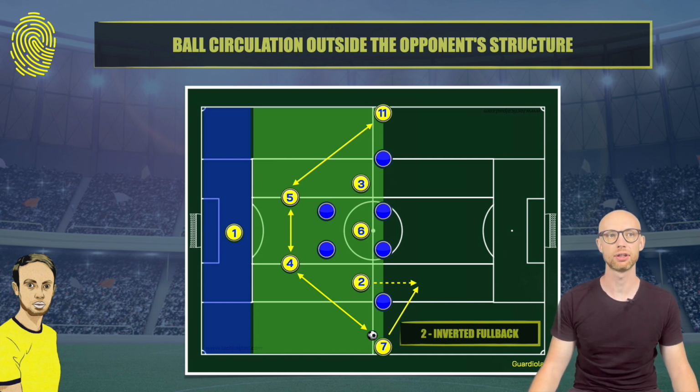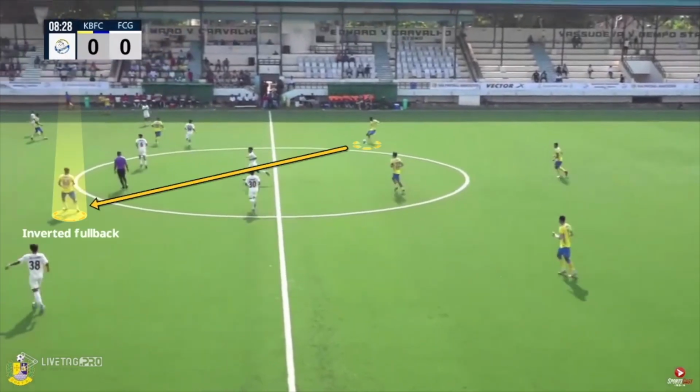The inverted fullback is a player positioned as a fullback who has a profile allowing him to function effectively within the opponent's structure. This is a defender whom I classify as a playmaker, capable of creating numerical superiority in the central area of the field.